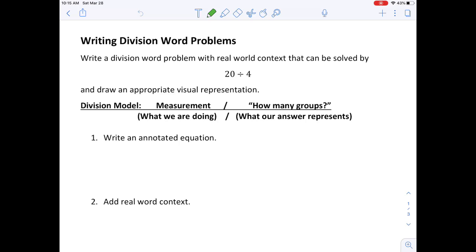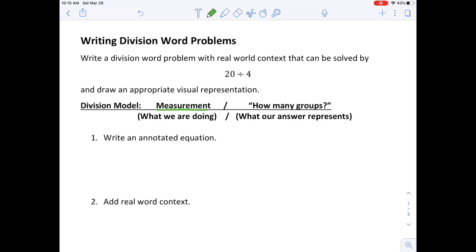Let's practice writing division word problems. Write a division word problem with real-world context that can be solved by 20 divided by 4 and draw an appropriate visual representation. We're going to write two different word problems, one from each perspective of division that we've already discussed. The first one will be our measurement perspective.